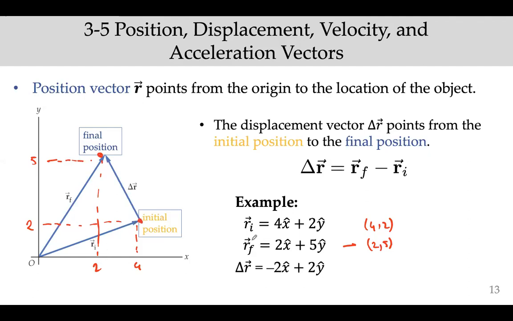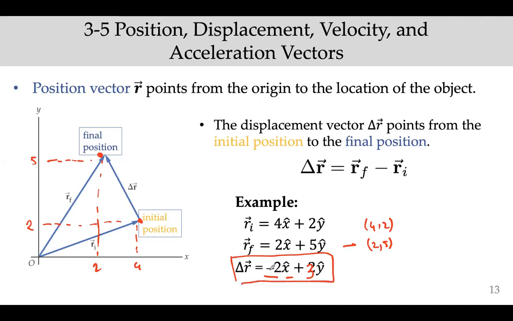Now, if you want to do subtraction, we are going to do final minus initial. We only subtract the same component. So this is going to be 2 minus 4, which is negative 2 x hat, and 5 minus 2, which is 3. This should be 3 y hat. So this is the displacement.